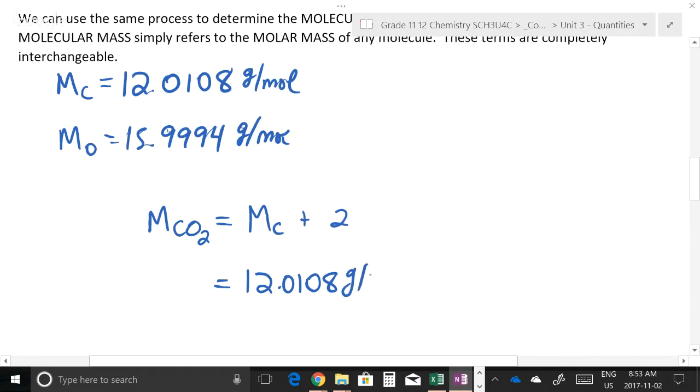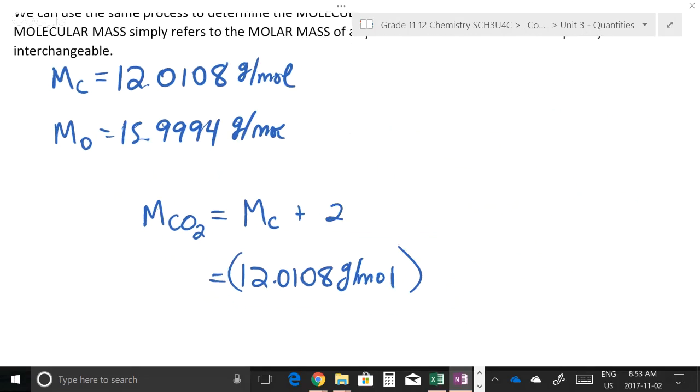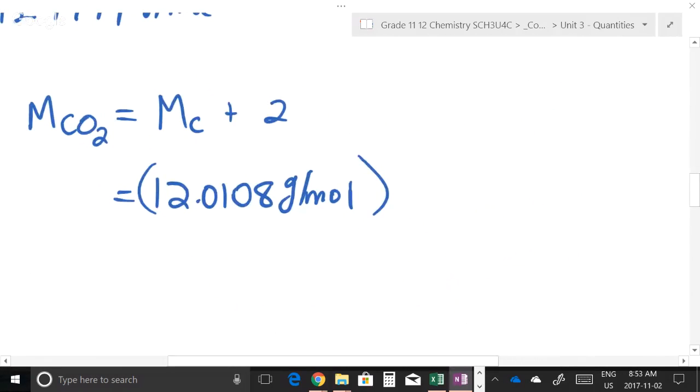Great. And can I tell you guys what my habit is? As far as I know, there's no specific way to show this. I always put the molar masses in brackets. This is just my habit. This is not like thus saith the Lord. This is more like a thus saith Paul kind of situation.